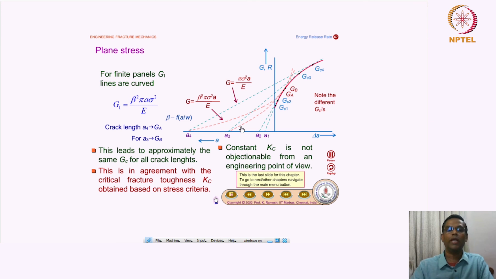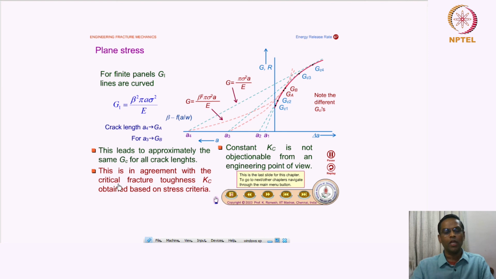So for example, if you take A3, for a crack A3, the G is GA here. It meets the GA here. For a crack length A4, the G is GB here. So GA and GB are almost very close. So this takes care of that problem. You bring in a beta, which is a function of A by W. Okay. So this leads to approximately the same GC for all the crack lengths, and this is in agreement with the critical fracture toughness KC obtained based on the stress criteria.